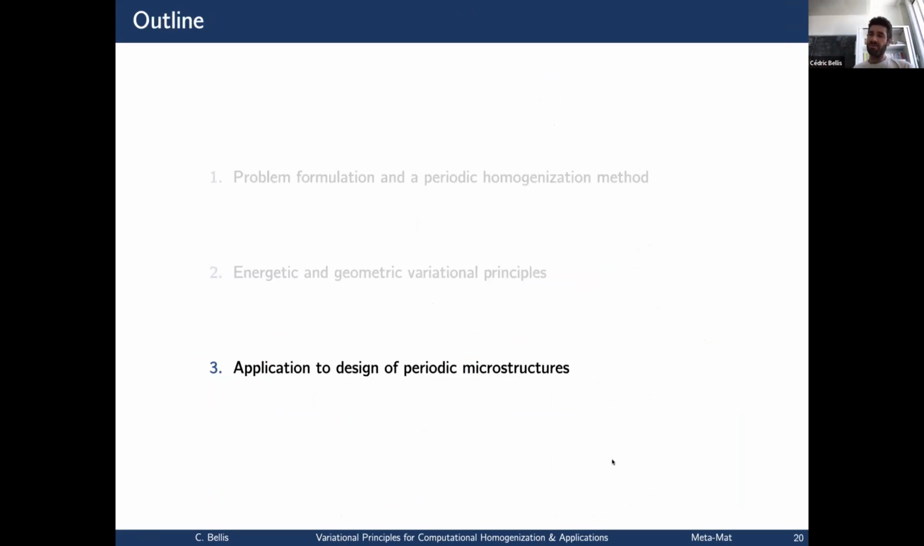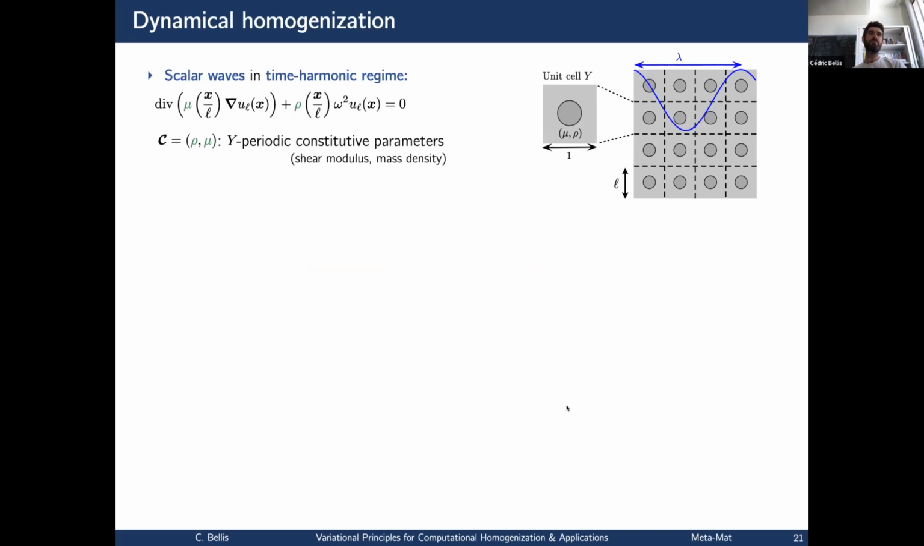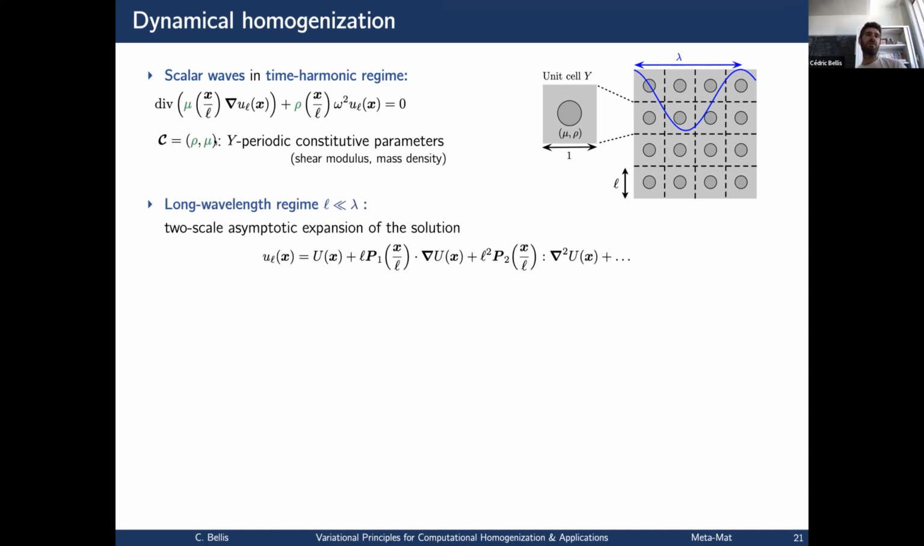So now we have a set of numerical methods to compute the solution of a periodic problem. And I will show you in the next part how to use them in an application where we want to do a design and optimization of a periodic microstructure. So the context is that of dynamical homogenization. So typically I have scalar waves in a medium characterized by 2 constitutive parameters. So my constitutive parameters are mass density and shear modulus. Okay. And I place myself in the long wavelength regime. So the characteristic length scale of the microstructure is much smaller than the wavelengths.